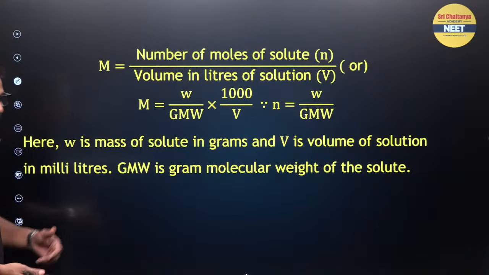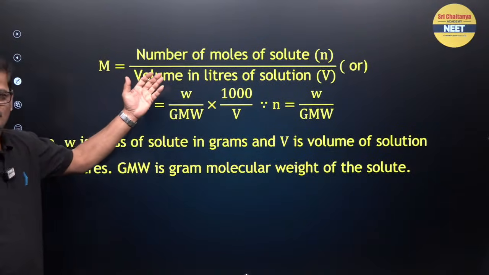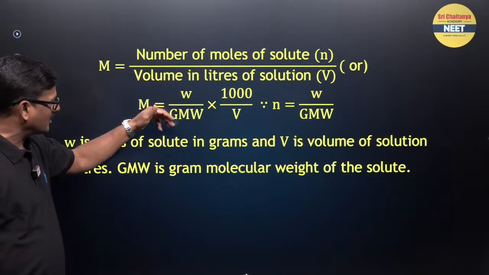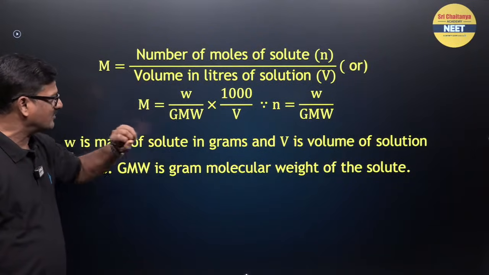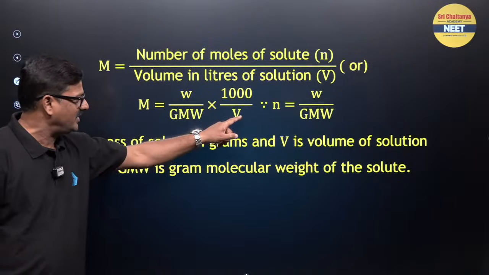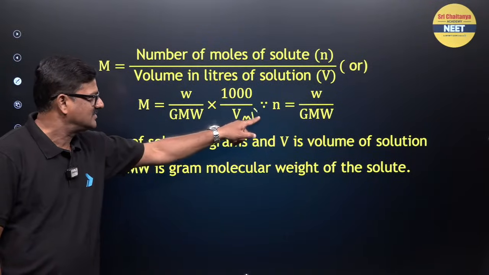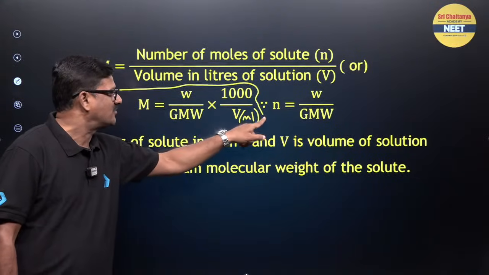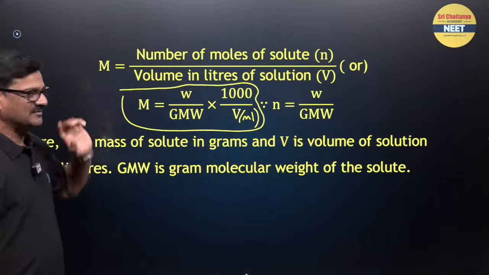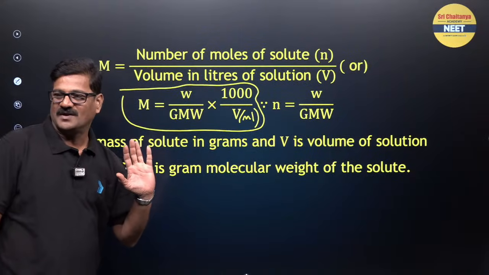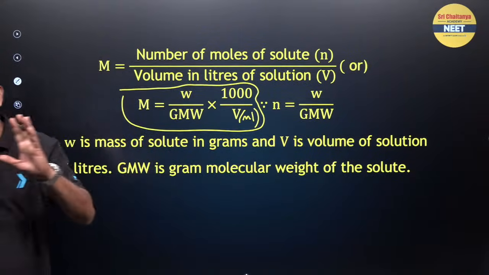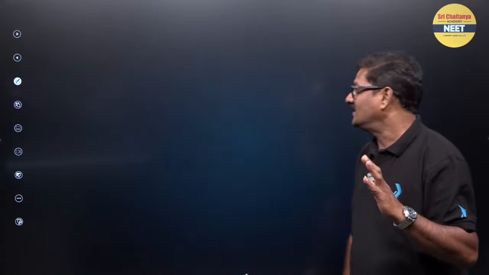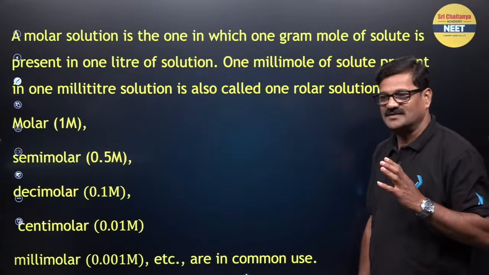Now moving ahead, molarity is the number of moles of solute present in a liter of solution, and also it is the weight of the solute by gram molecular weight, into 1000 by the volume expressed in milliliters, right? So this is the formula. We use this formula several times, okay. If you have any doubts, please let me know, right? And there are various relations that you can see.